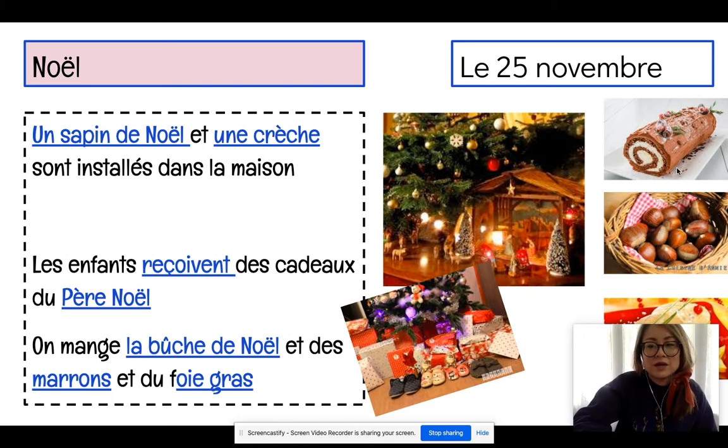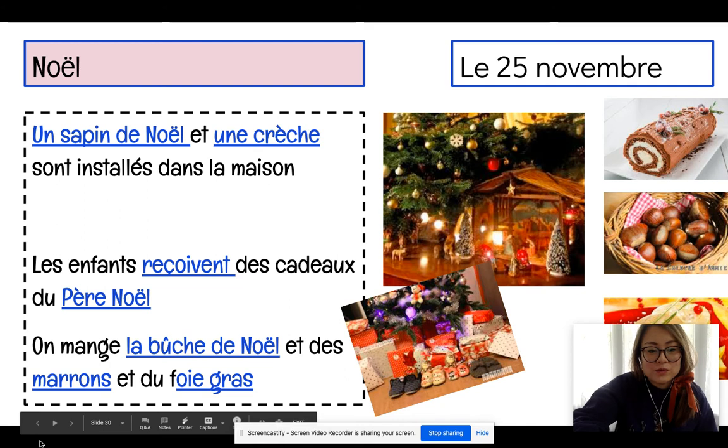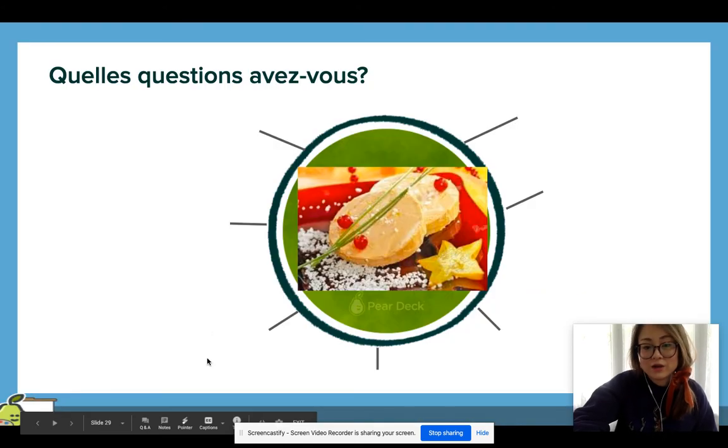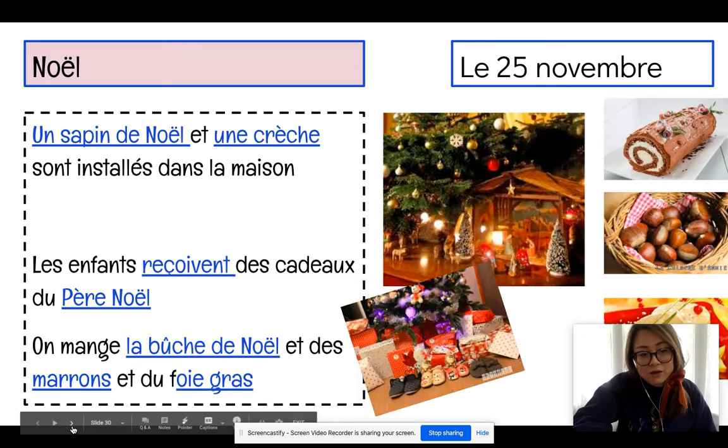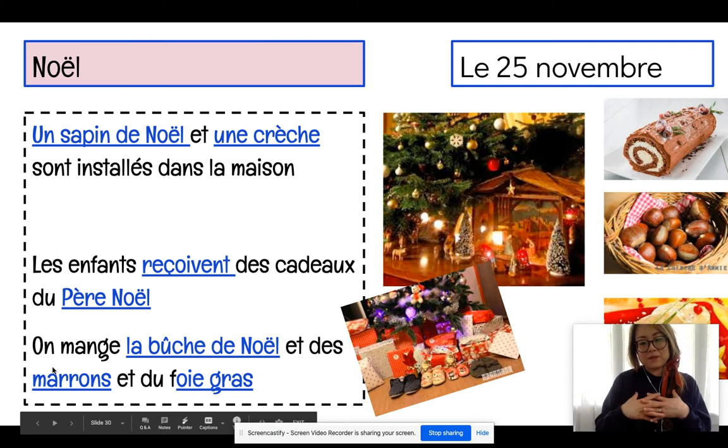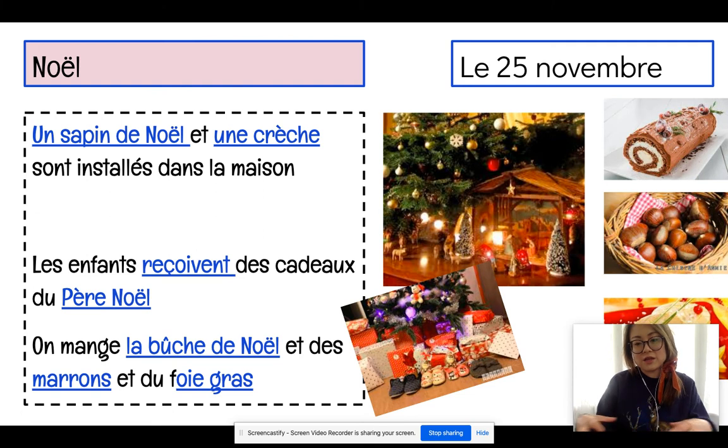La bûche de Noël. Et des marrons. Des marrons, ça veut dire chestnuts. Marron, you've seen it means brown, and that's because the color is brown. Et du foie gras, that's what we just saw over here. This is foie gras, and if you don't know what foie gras is, that's probably a good thing actually, but it's a huge thing in France. So it's actually made out of goose liver, and it's kind of like this thing that you make.